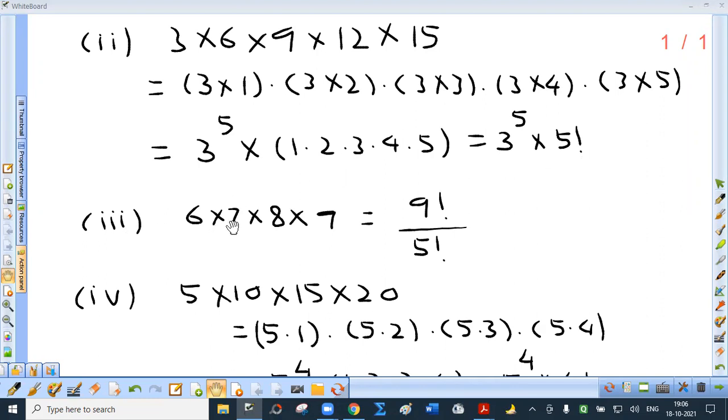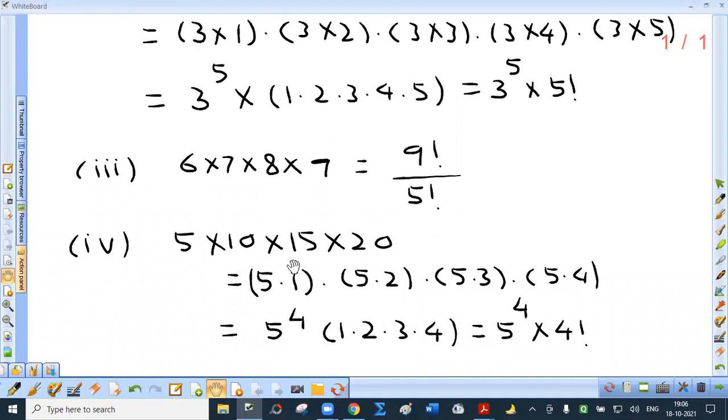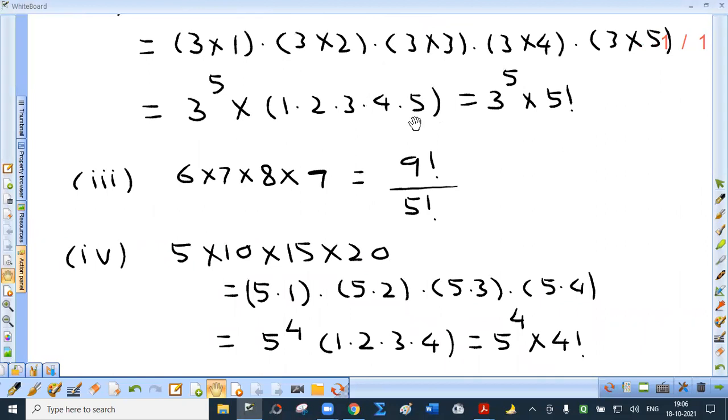Third is similar to the first. Multiply numerator and denominator by what? 1 into 2 into 3 into 4 into 5. So denominator becomes 5 factorial. Numerator becomes product of first 9 natural numbers, which is 9 factorial. Simple. Fourth is again similar to second. 5 is 5 into 1, 10 is 5 into 2, 15 is 5 into 3, 20 is 5 into 4. 5 raised to 4, 1, 2, 3, 4. 4 factorial.